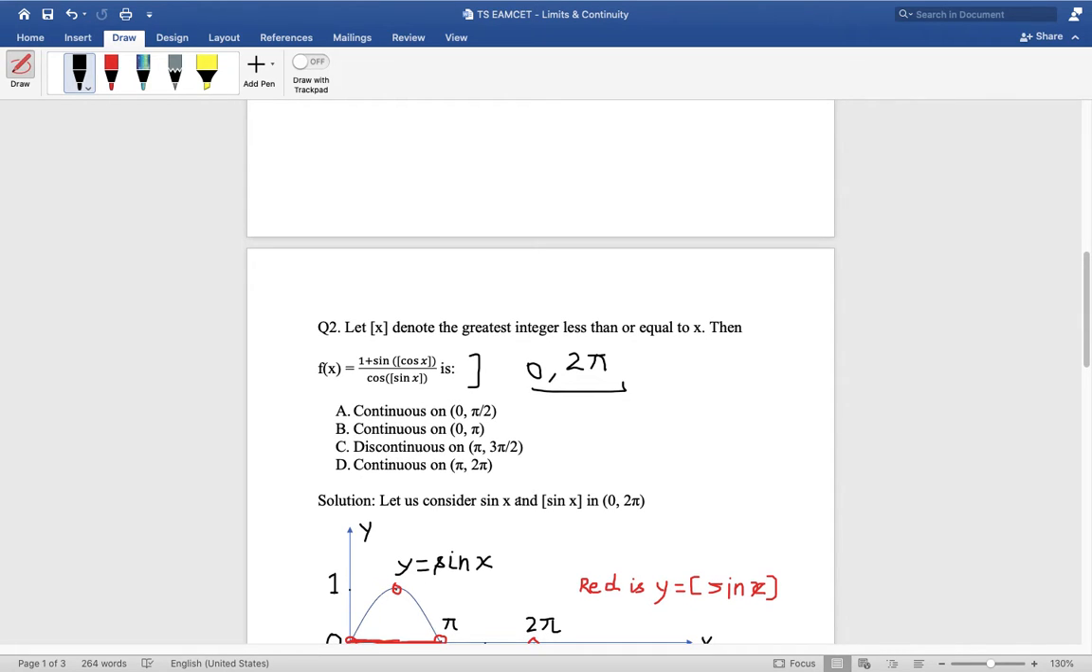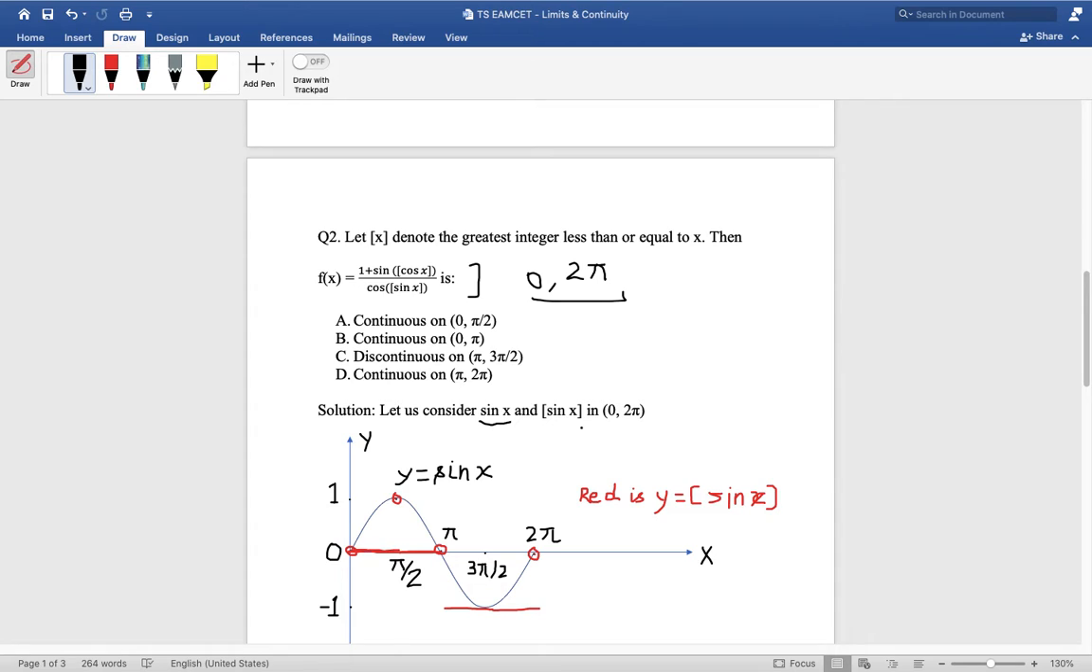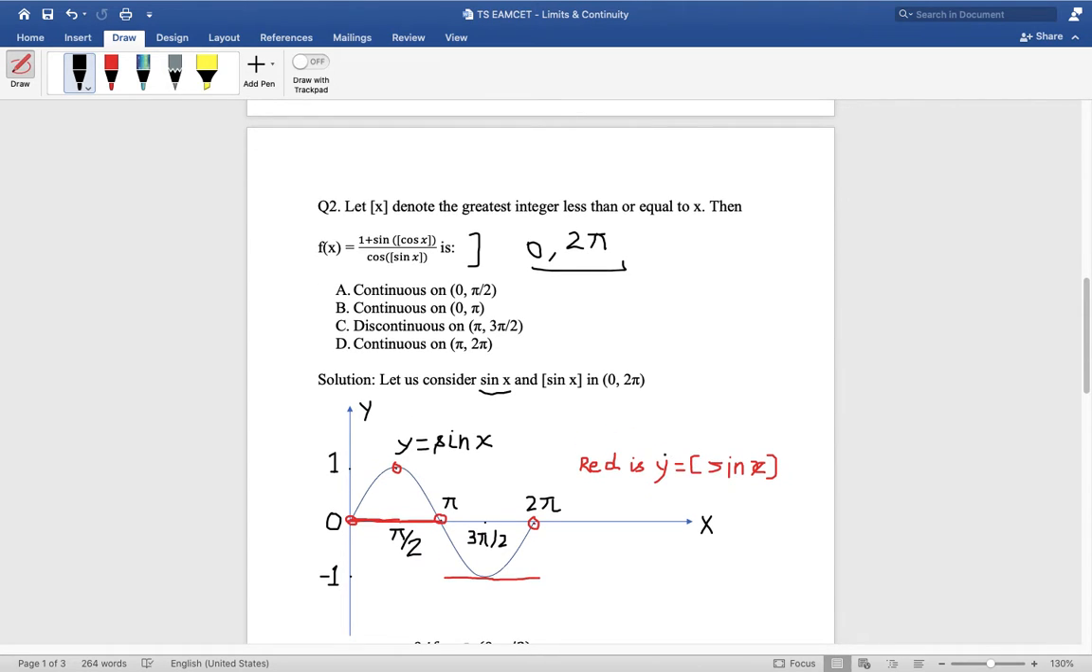So how do I approach this? First I will draw the graph of this function sine x, and then subsequently we can see the greatest integer function of sine x. How will that look in 0 to 2 pi? So this wavy curve is the function sine x, okay? It is 0 at 0, it is 1 at pi by 2, it is 0 at pi, it is minus 1 at 3 pi by 2, it is 0 at 2 pi again. So this black shows the function f of x equal to sine x, and the red which I have written over here is y equals the greatest integer function of sine x. So how do I draw this red curve?